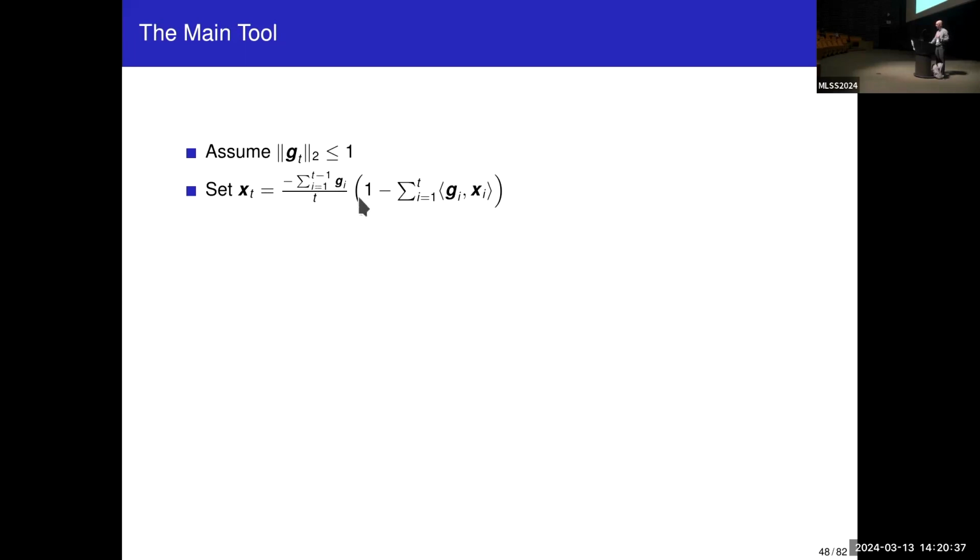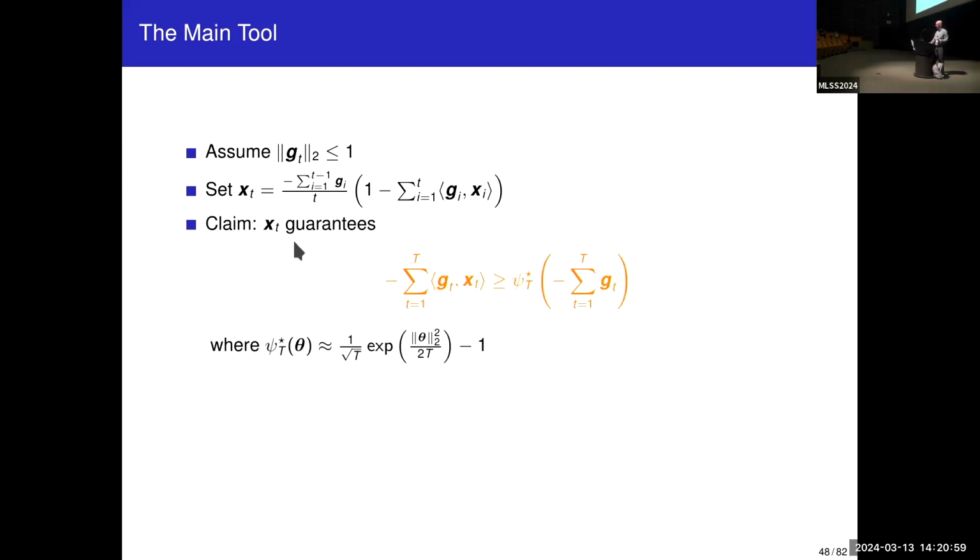And then you multiply this thing by a number. This is a number. And this is 1 minus the inner product between the subgradients and the iterates. That's it, okay? Now, this is not stochastic gradient descent, but this is as simple as stochastic gradient descent. It has exactly the same computational complexity. If you can implement one, you can implement also this one.